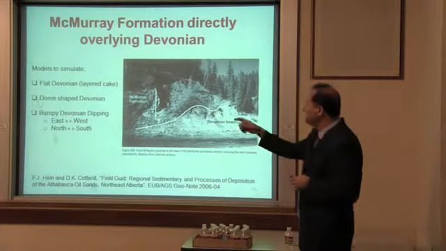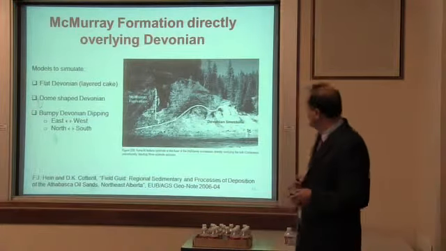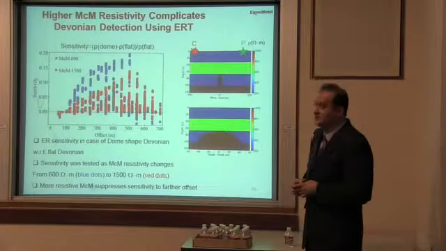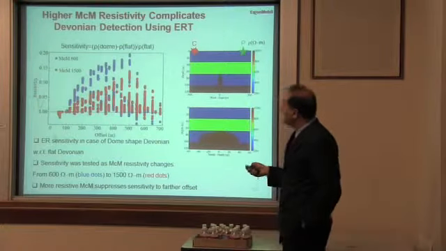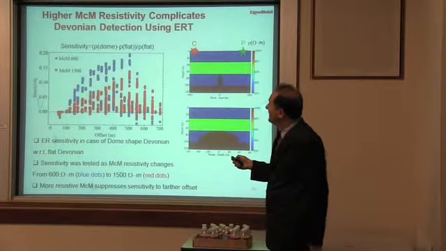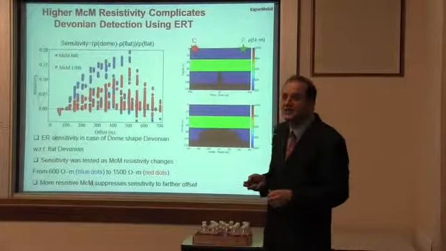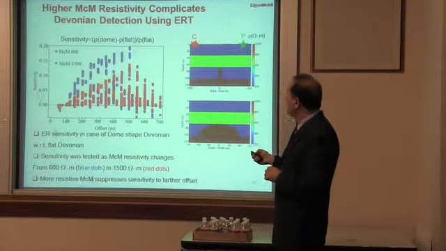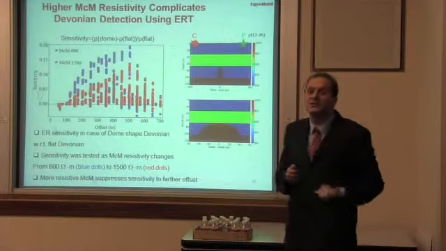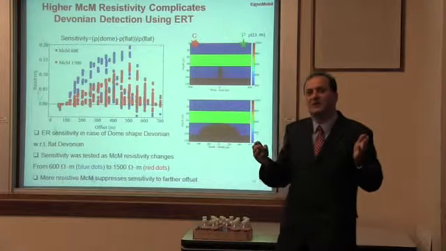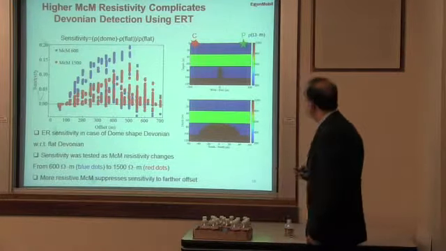And so here I'm just going to show you the results on the dome-shaped Devonian. Let's take a look at the results. What you see here is the sensitivity versus the offset. The sensitivity is defined as the resistivity when I have a dome shape in my Devonian, with respect to when the Devonian is completely flat. So it's just a percentage difference between the two. That's how I define the sensitivity in my calculation.